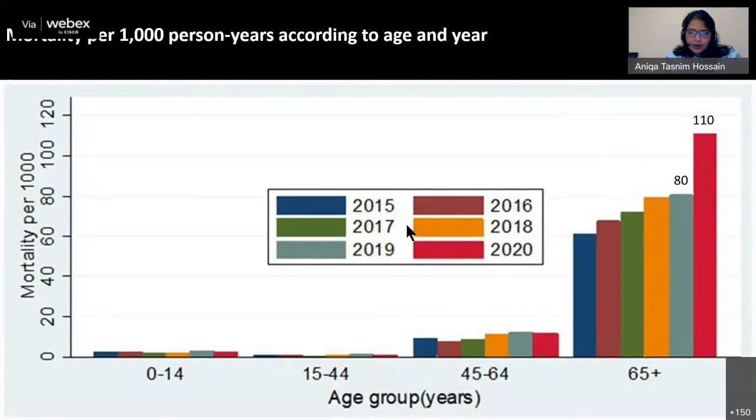A snapshot of the overall excess mortality: they reported 28% excess mortality in 2020, and they took data from the first quarter. They used the data from January to April, and you can see that in the elderly population, 65 plus years old, there is a hump in the excess mortality. In 2019 it was 80 per thousand population, and in 2020 it's 110, so 30 per thousand population more.